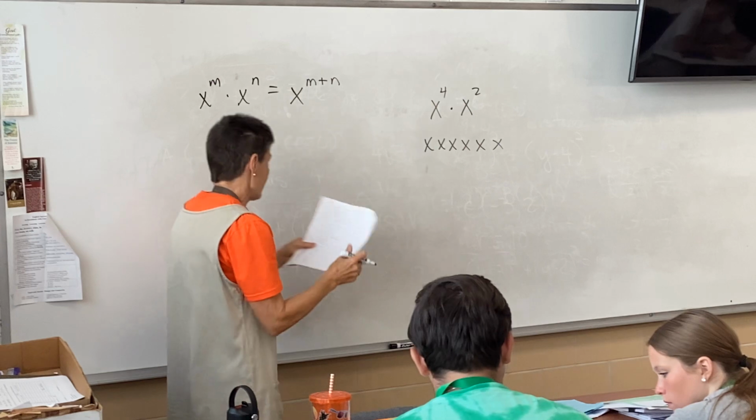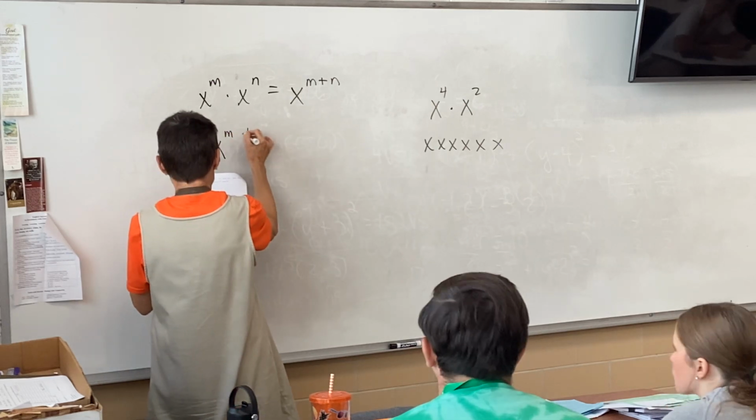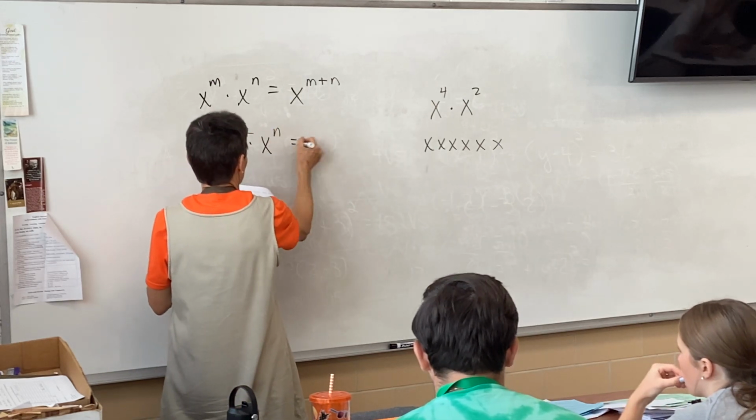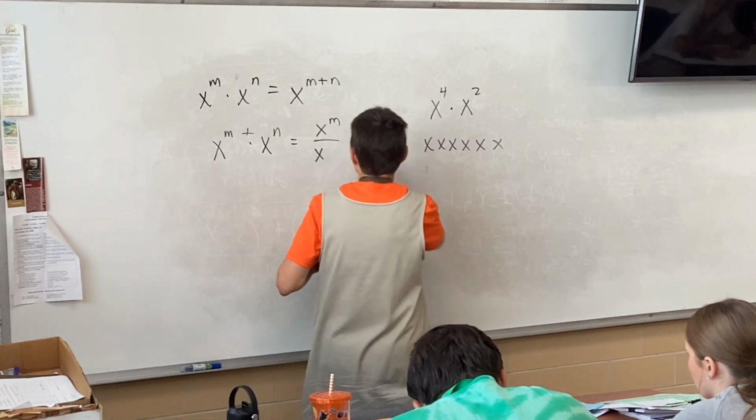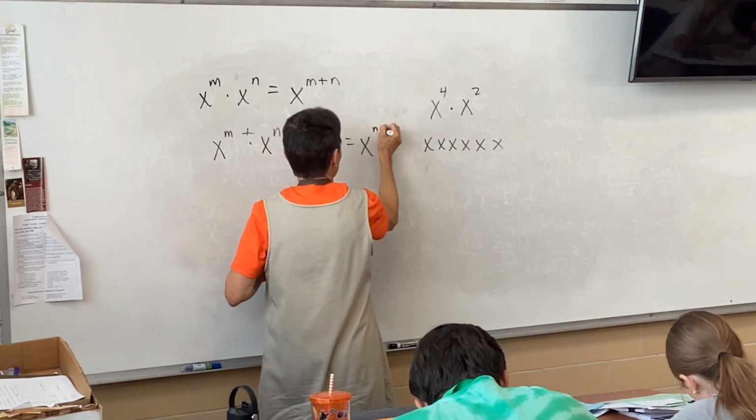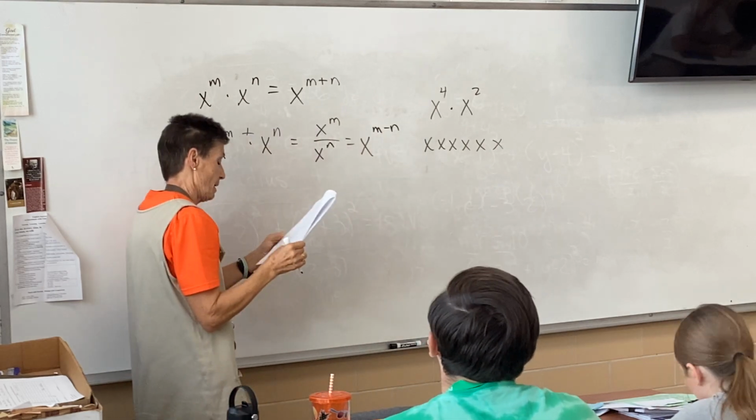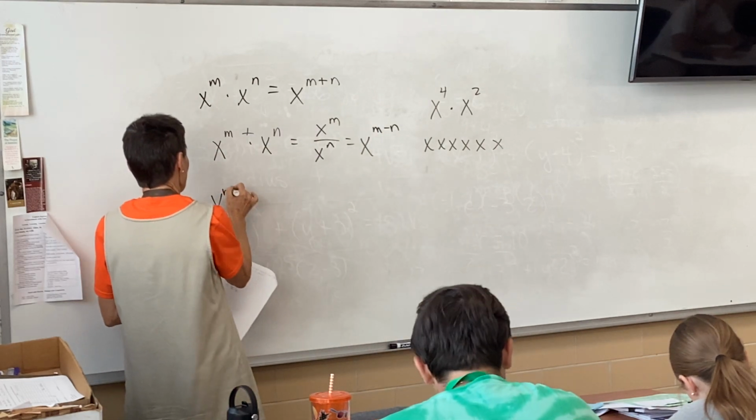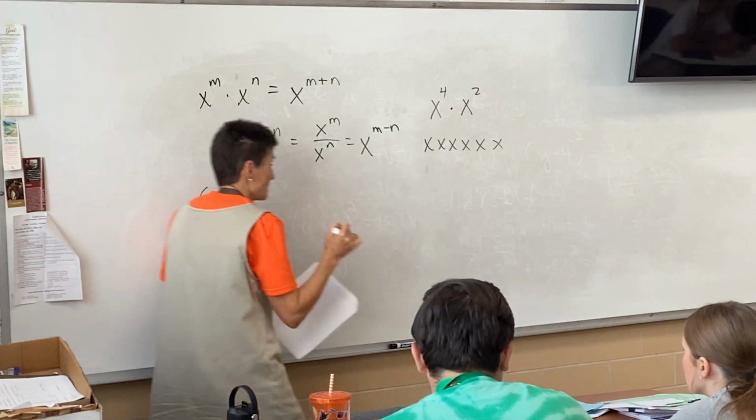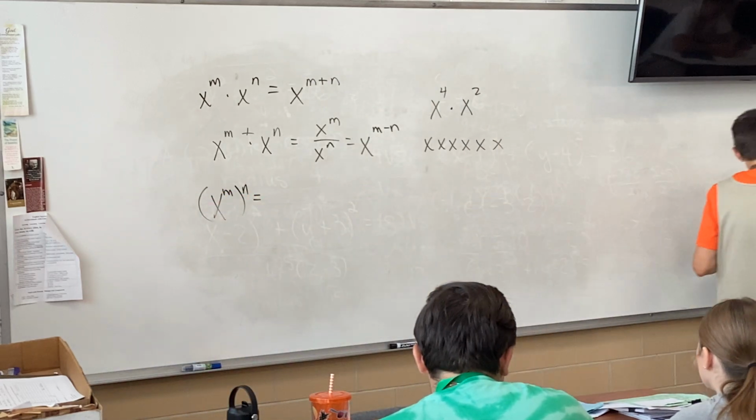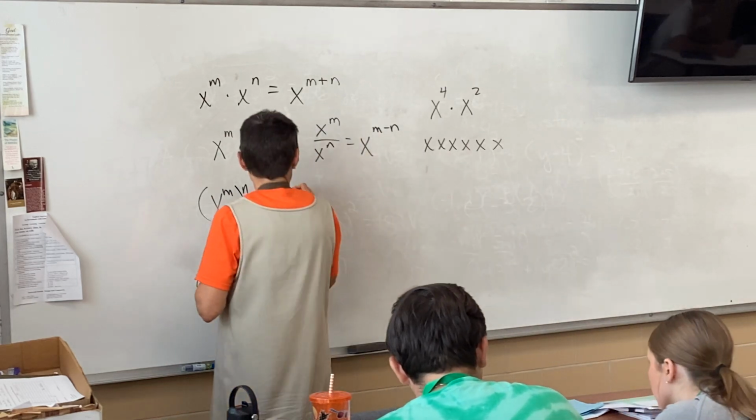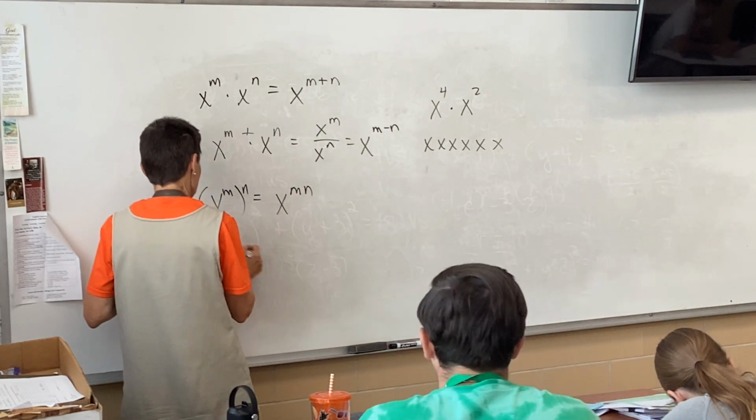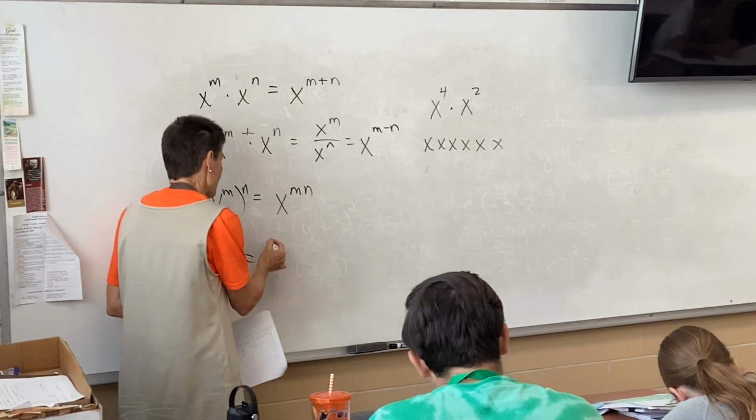What about the next one, the division? What's that one going to be? X to the m over, well, yeah, x to the m minus n. How about the next one? X to the mth to the nth, double exponent. What's that going to be? Yep, multiply those. How about x to the 0th? That's 1.